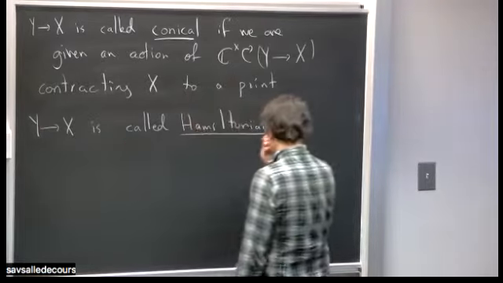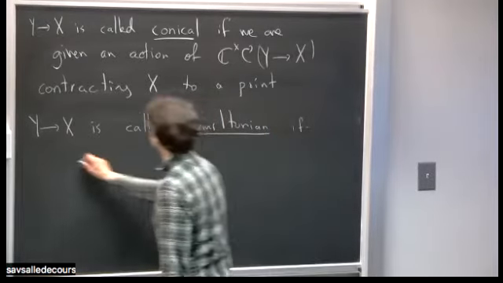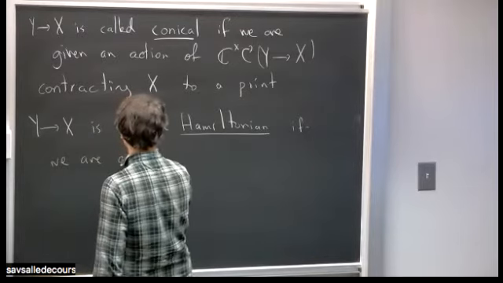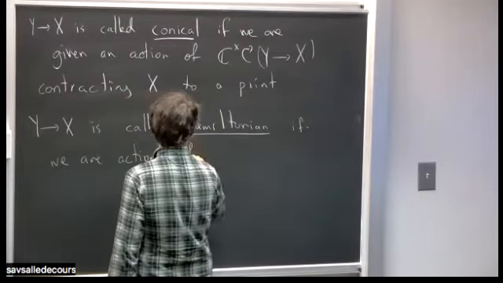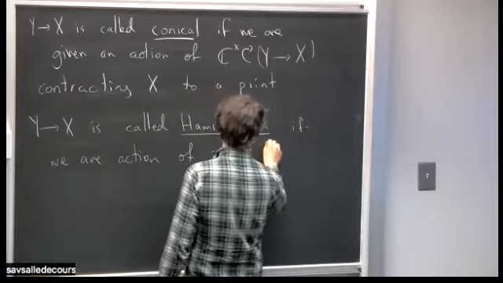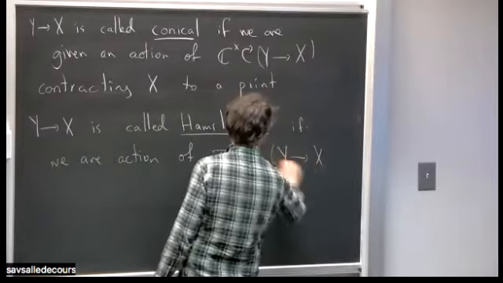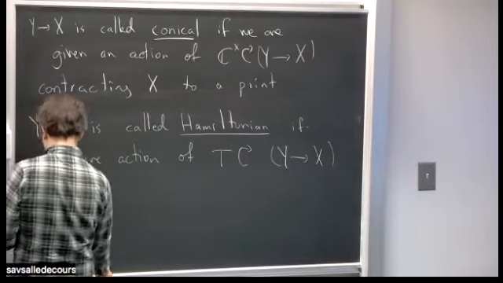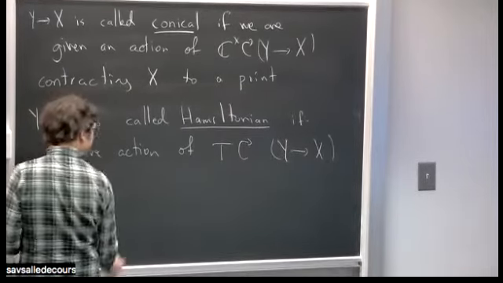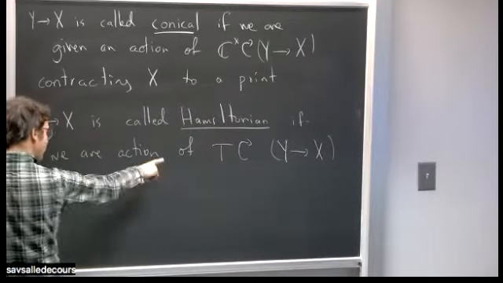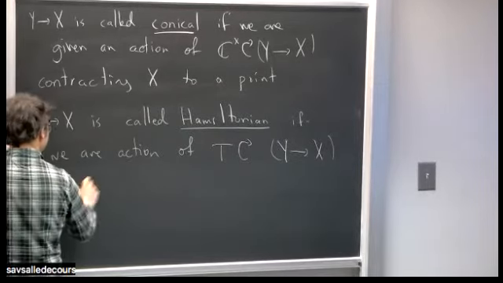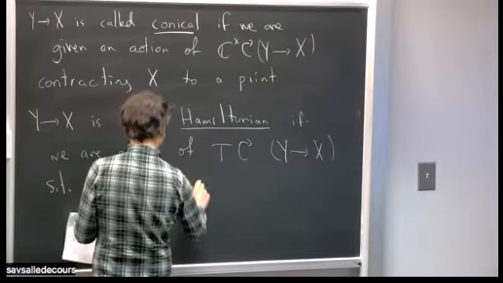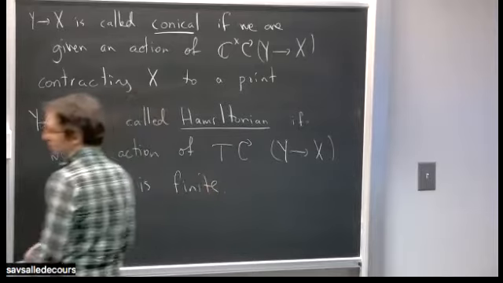This map from y to x is called Hamiltonian if we are given an action of another torus, usually bigger than one dimensional, on y and x. And it should be a Hamiltonian action. So that means it preserves the symplectic structure and has a moment map. I won't bother explaining that, but that is not that important. But one important feature is that we want this fixed point set to be finite on y. It only has finitely many fixed points in y.